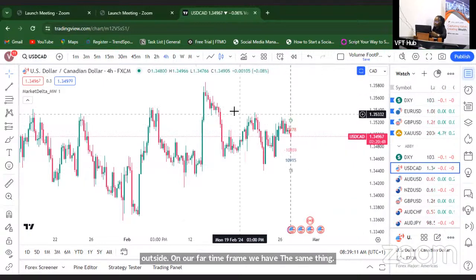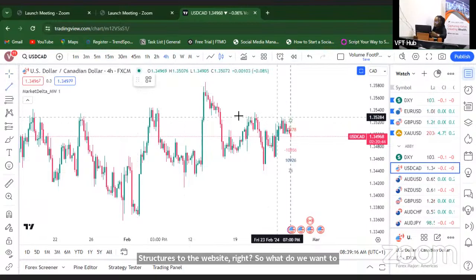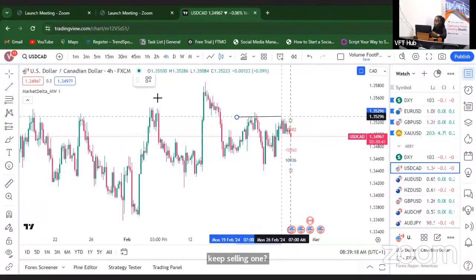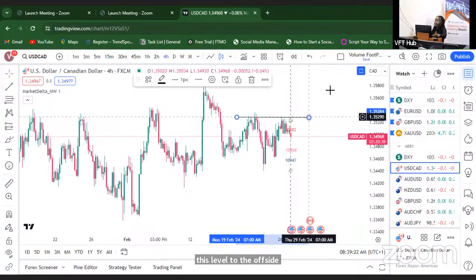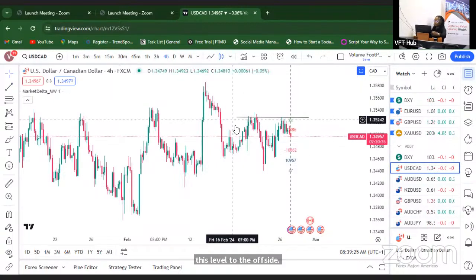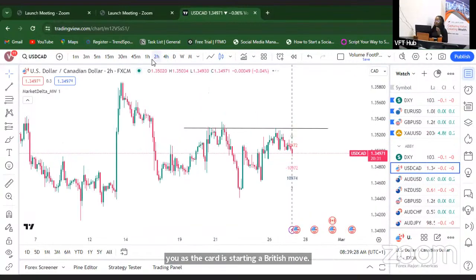So what do we want to see to be sure if this guy is going to keep buying or keep selling? One, we're going to wait to see if USD CAD takes out this level to the upside. Takes out this level to the upside, then we can say USD CAD is starting a bullish move. Otherwise, we're still bearish. On 2-hour time frame now, what do we want to see?